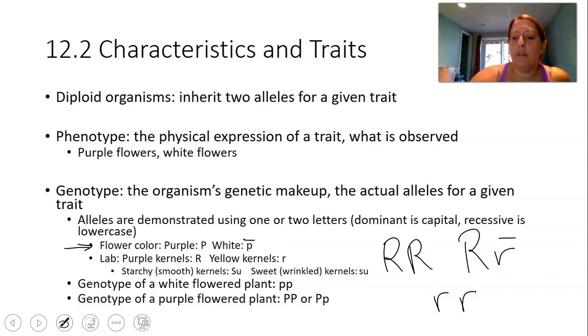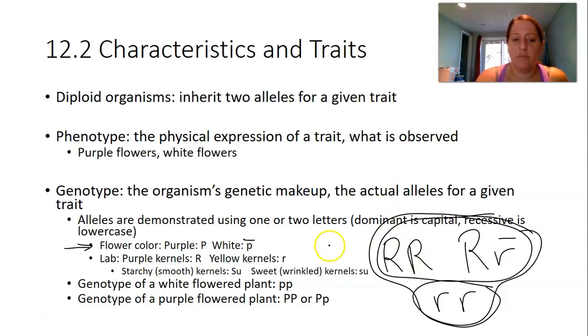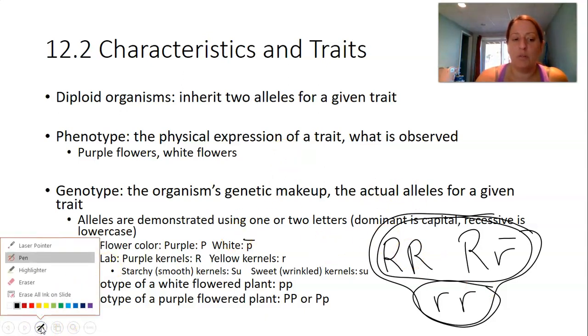Okay, so over here, these are genotypes. The top two would give you the phenotype purple, and little r would give you the phenotype yellow. Students sometimes get a little bit confused there. So you want to make sure that you write the proper one: if it's phenotype, you're going to write purple or yellow. If it's genotype, then you're going to give me the alleles that are present.